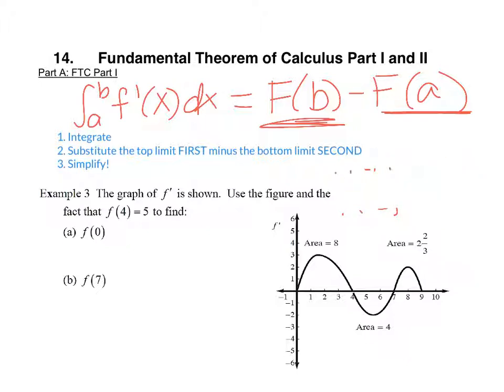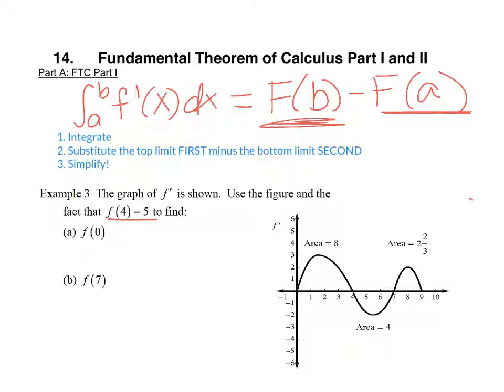So in example 3, I don't know why it's called example 3, it just is. The graph of f prime is shown. Use the figure and the fact that f of 4 is equal to 5 to find f of 0. So keep in mind, this is the graph of f prime, so that's why f of 4 is not actually equal to 5 on f prime. But f of 4 is that functional value on the antiderivative of f prime. So I can use that knowledge, my initial condition, to find, okay, well, what is f of 0?